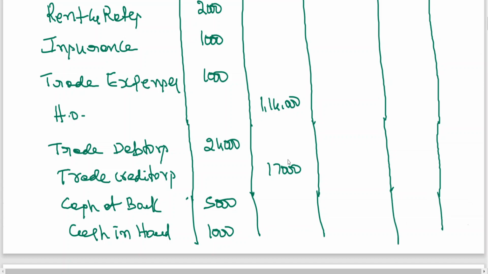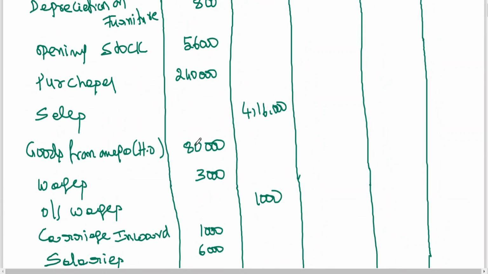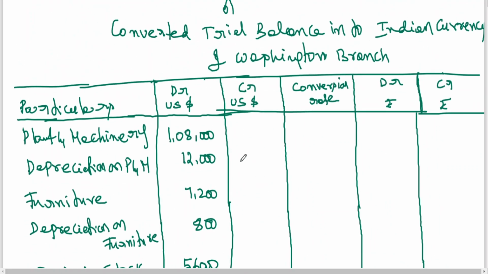Okay, so I think all the items have been completed. We have taken all the items. If there is any mistake, we may not be able to get the answer. Be careful, be watchful. I think we have taken all the items. You can also cross check.